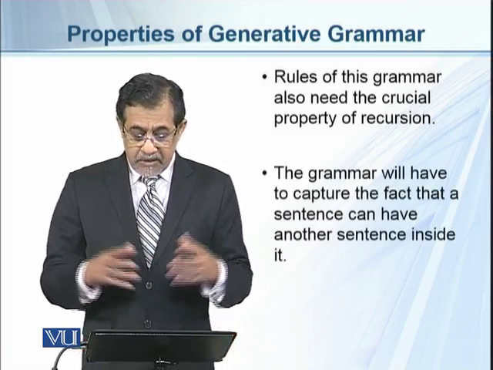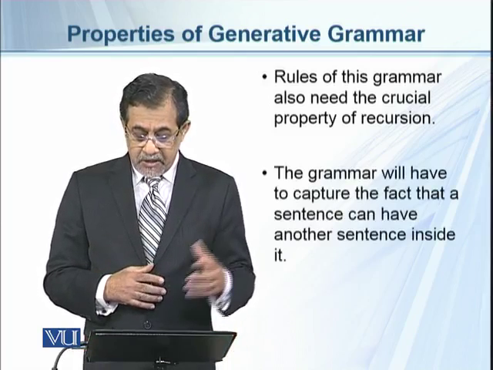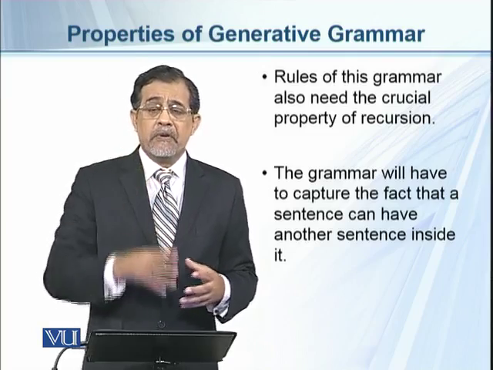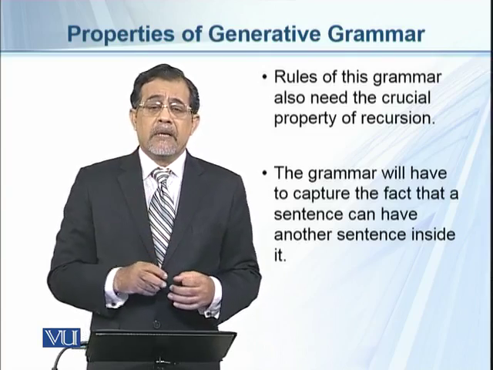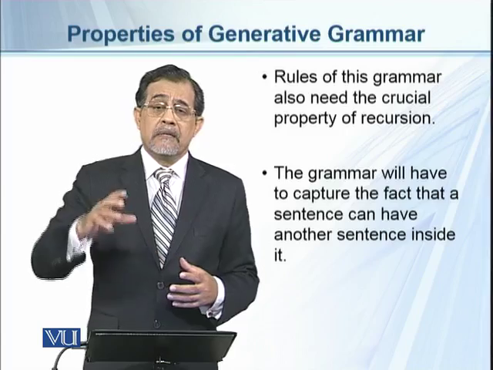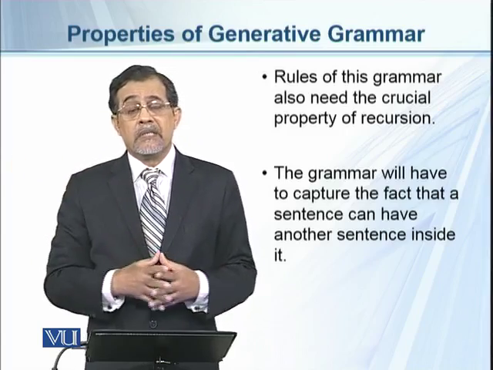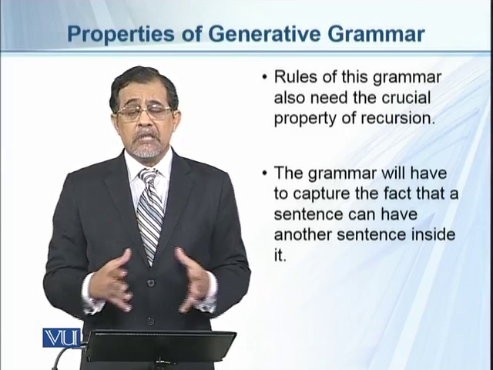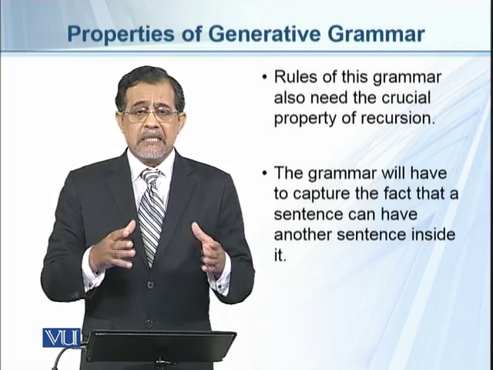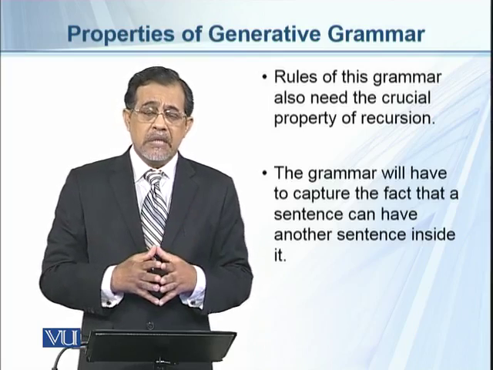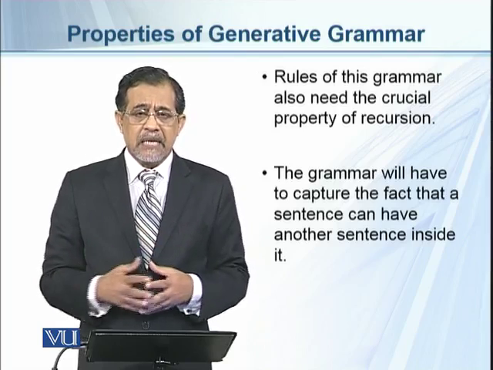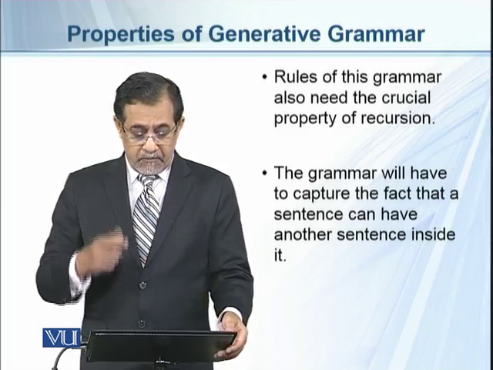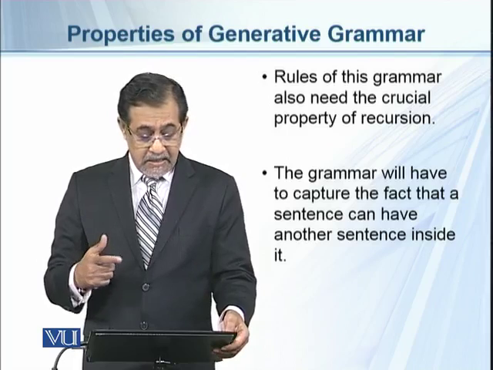The grammar will have to capture the fact that a sentence can have another sentence inside it. For example, we make a sentence that John has seen that Harry went to his house. So we have a sentence within a sentence. So this is quite common, or we can say he says that he's going to see his uncle. So a sentence within a sentence. So this is another property of the generative grammar, that we can have a sentence within a sentence.